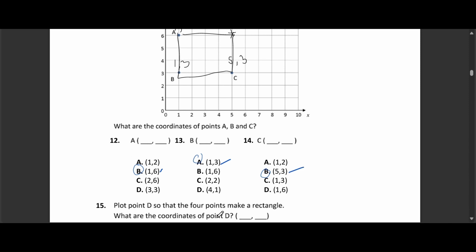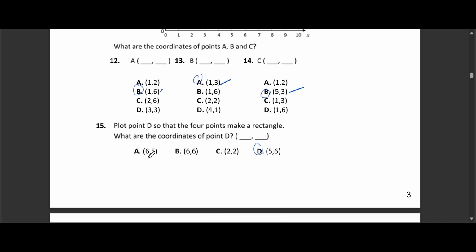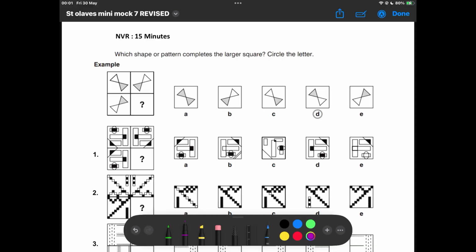Question 15. We need to plot point D to make a rectangle with the other points. What are the coordinates of point D? A, 6, 5. B, 6, 6. C, 2, 2. D, 5, 6. The correct answer is option D. To make a rectangle, point D needs to line up with point A's height and point C's width. That means it's 5 across and 6 up. So the answer is D, 5, 6.